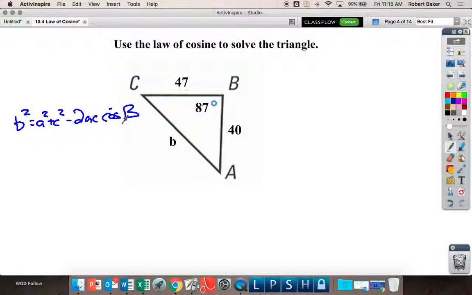So I like to say angle A, little a. Angle C, little c. Angle B, little b. That kind of helps me fill out what I'm doing. So what is b squared? Hold on. I'm going to preemptively do this so it can load in the background. So little b squared is little a squared, little c squared, minus 2 times 40 cosine angle 87.